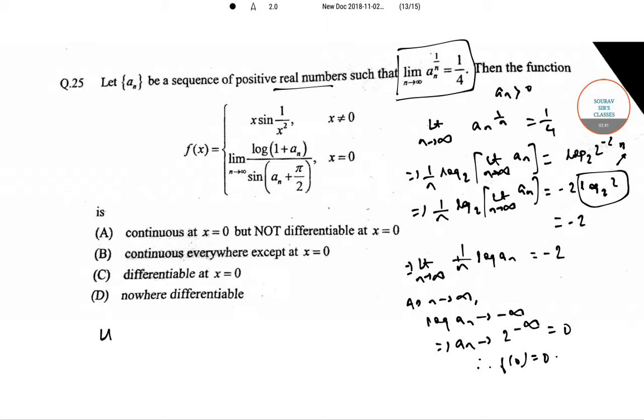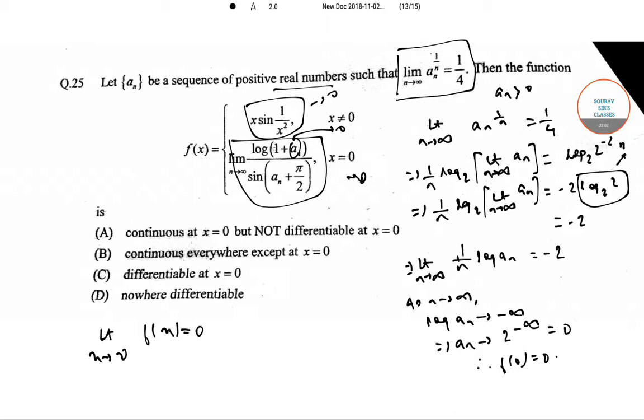And limit x tends to 0, f(x) is equal to 0, since this when x tends to 0 gives us 0 and this also gives us 0, because a_n is 0, so the numerator becomes log 1, which is equal to 0. Now, so the function is continuous. Hence, continuous.